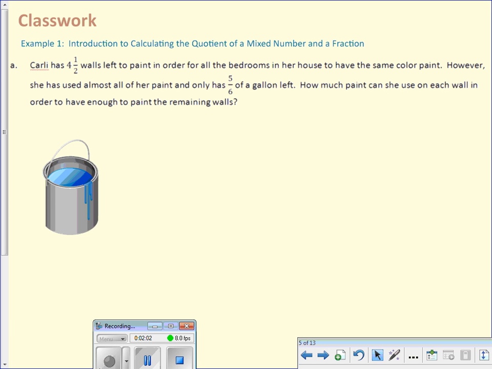Okay, how many of you didn't do it? How many of you used 4.5 as your dividend? How many of you wrote 4.5 divided by 5/6? Raise your hand. All right. How many of you used 5/6 as your dividend, divided by 4.5? All right, we're about 50-50. A little more for the second one.